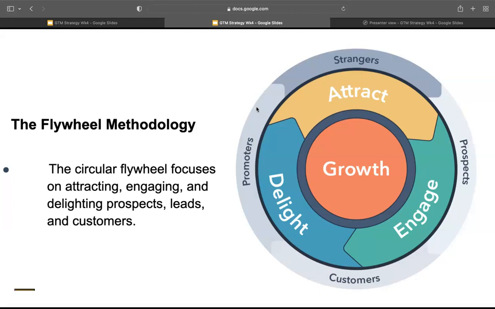Then you start building a network of your product users, from 1 person to 2 people to 3 people to 5 people to 10 to 12 to 14 to 100. And you have your growth. That's it. So the circular flywheel focuses on attracting, engaging, and delighting prospects.